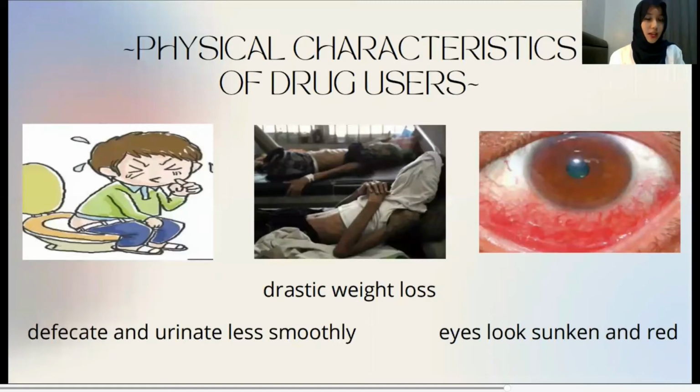And the next is the physical characteristics of drug users. First, defecating and urinating less smoothly, drastic weight loss, and eyes that look sunken and red. There are many more physical characteristics of drug users, but I only describe some of them.